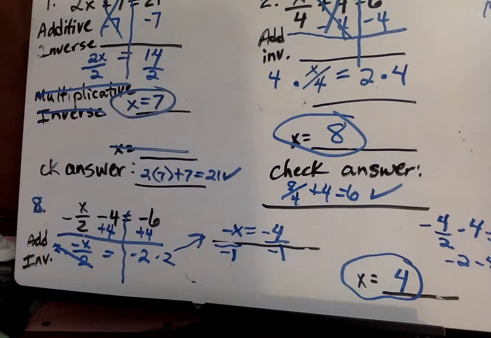Now we're going to go on to page 16, and we're going to do one of the story problems on the back. Number 21. The quotient of a number and 2 increased by 7 is equal to 17. Find the number.